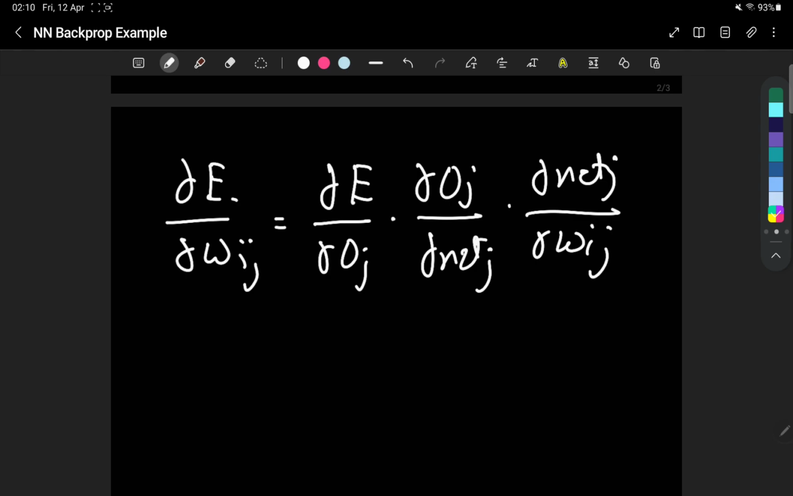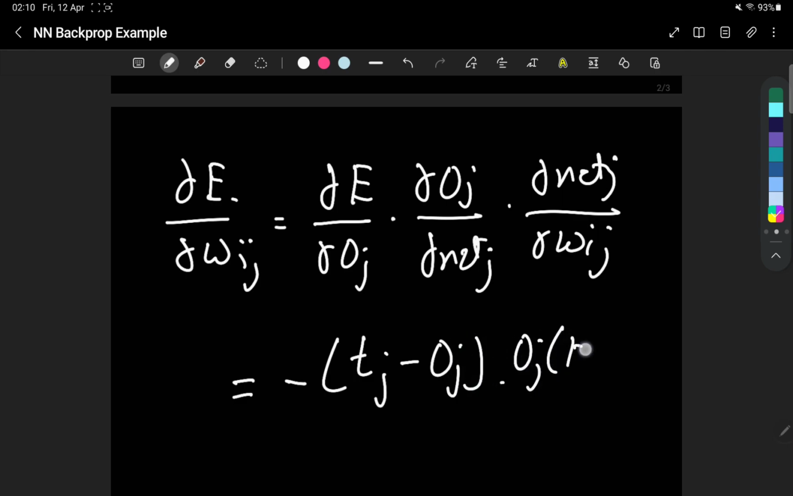ठीक है. And if you just put all the things, जो partial derivatives हमने ऊपर calculate किए हैं, this comes out to be minus (t_j minus o_j) times o_j into (1 minus o_j) times x_i. So this is what you'll actually be getting. ठीक है. And this is the final answer that we actually calculate.